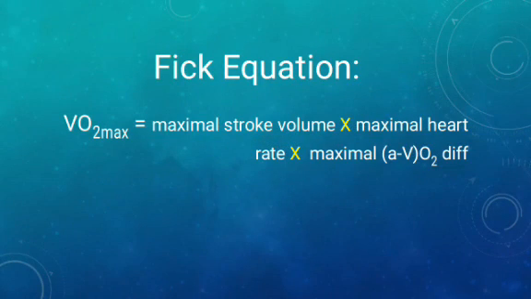Fick's equation states that whole body oxygen consumption is determined by both the delivery of oxygen via blood flow and the amount of oxygen extracted by the tissues, the atrio-venous oxygen difference. The product of cardiac output and the atrio-venous oxygen difference determines the rate at which oxygen is being consumed. VO2max equals maximal stroke volume times maximal heart rate times maximal atrio-venous oxygen difference.